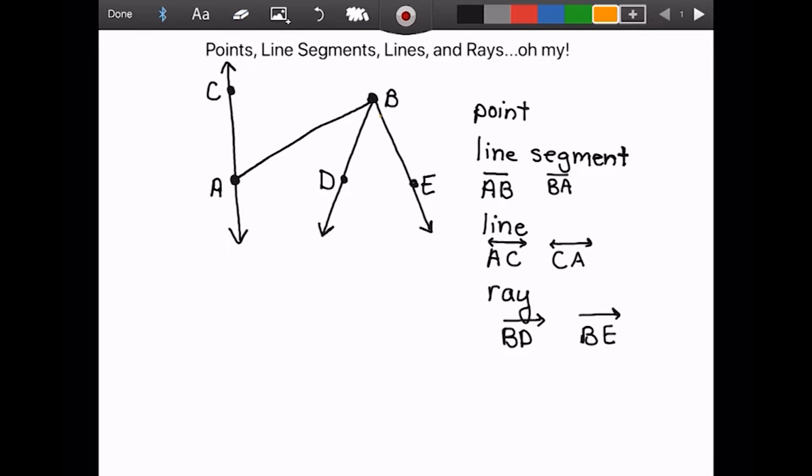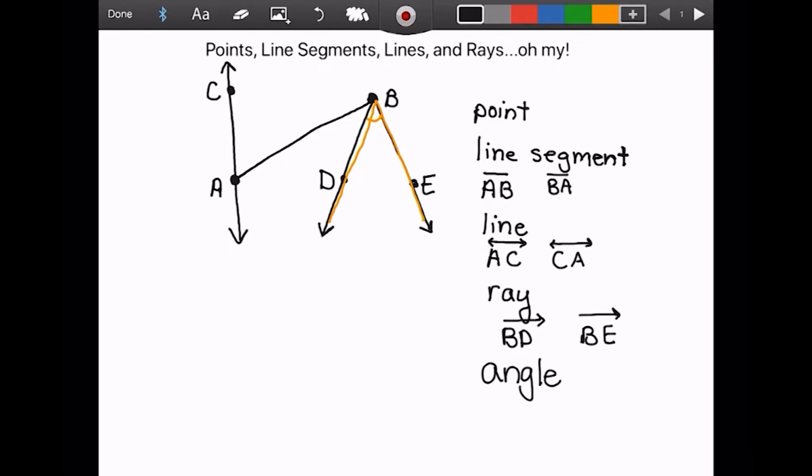So I'm noticing that it forms something here called an angle. So I've now created an angle. So an angle is created when you combine two rays together and they share a similar endpoint. So they're sharing B right now.